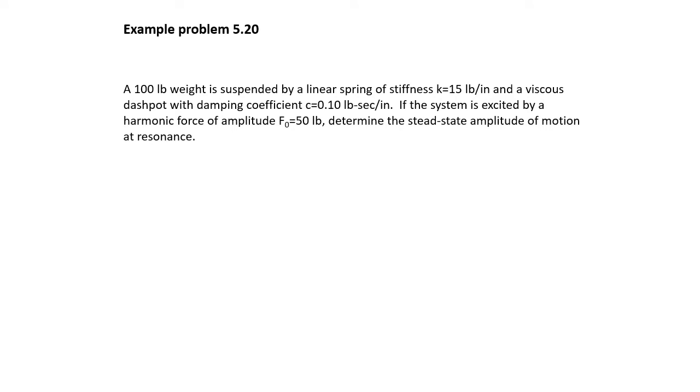In example problem 5.20, they tell us that we have a 100-pound weight, suspended by a linear spring with a stiffness of K equal to 15 pounds per inch, and a viscous dashpot with a damping coefficient of C equal to 0.10 pound-second per inch. If the system is excited by a harmonic force of amplitude F naught equal to 50 pounds, they want us to determine the steady state amplitude of motion at resonance.